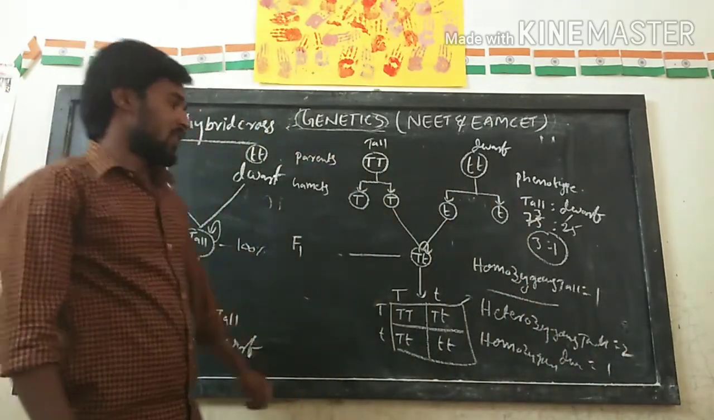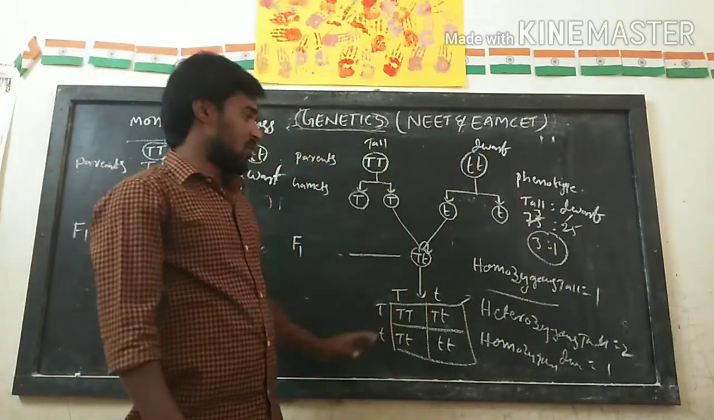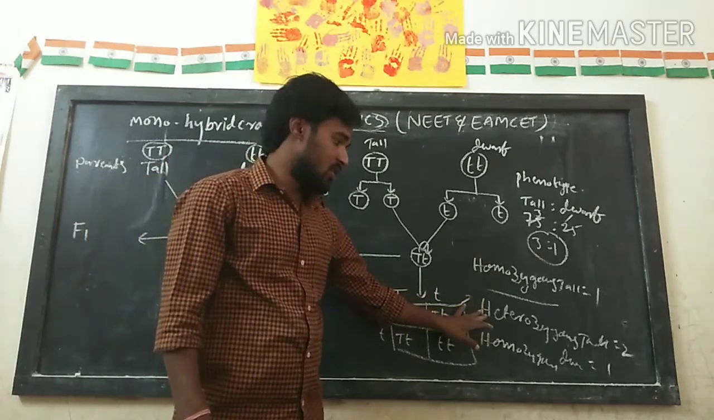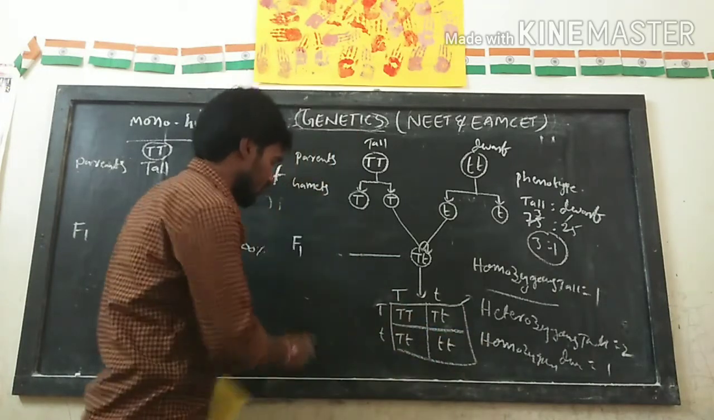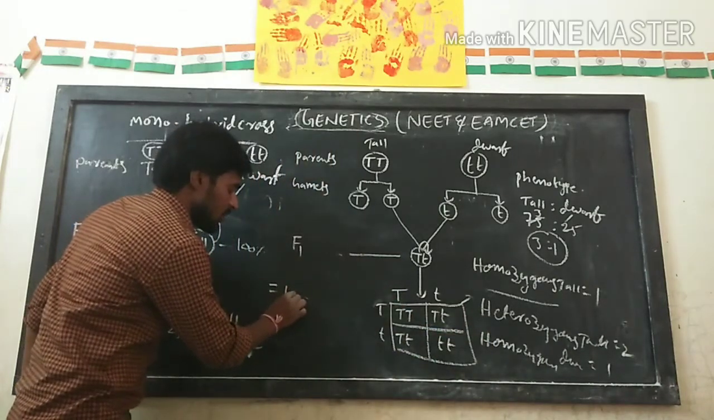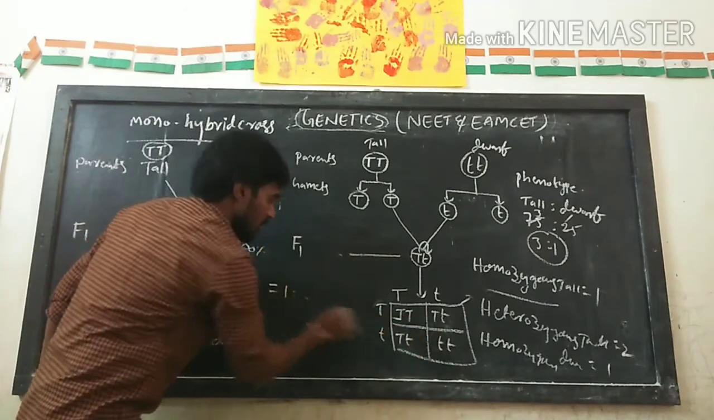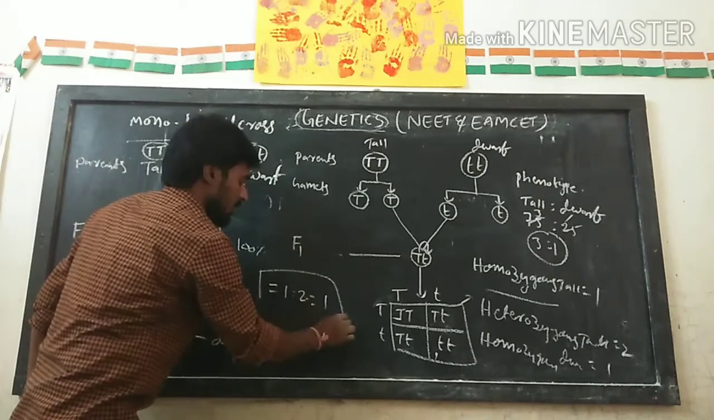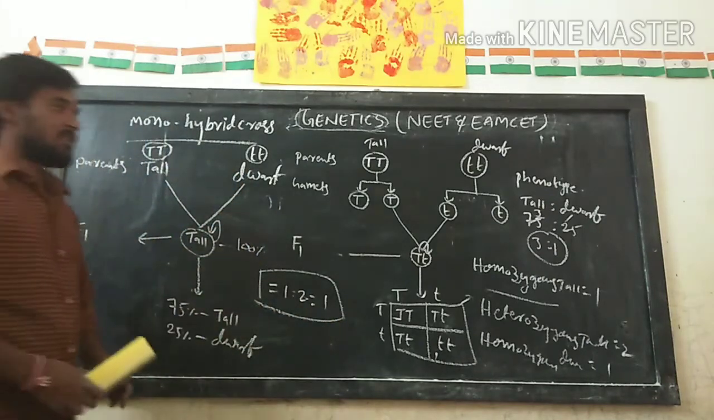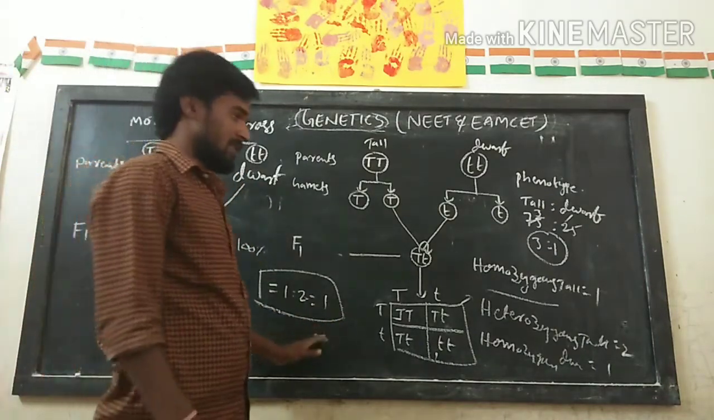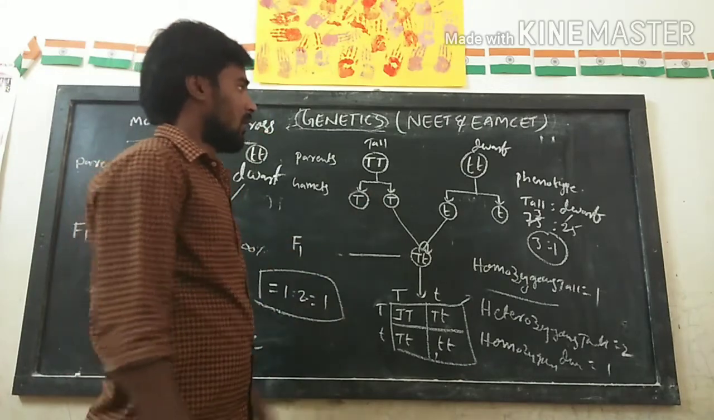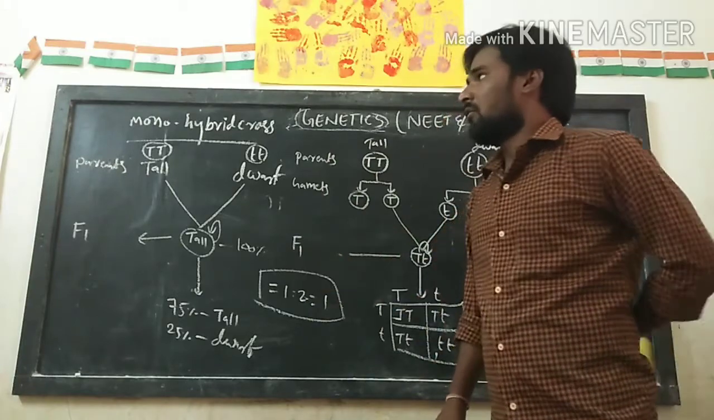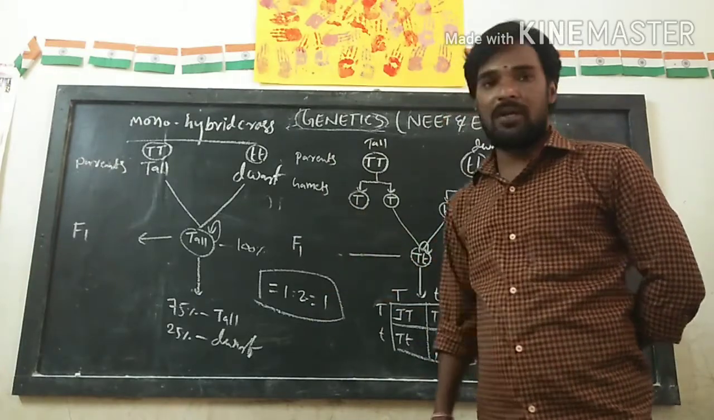So the genotype ratio is homozygous tall is to heterozygous tall is to homozygous dwarf is equal to how much? 1 is to 2 is to 1. This is the genotype ratio of the monohybrid cross. So, how can we explain the law of dominance by using the monohybrid cross?